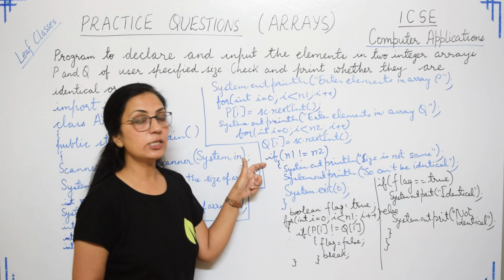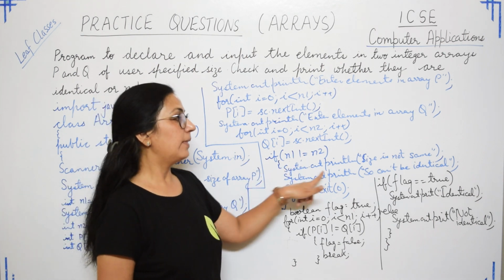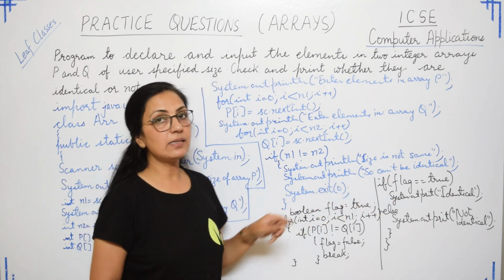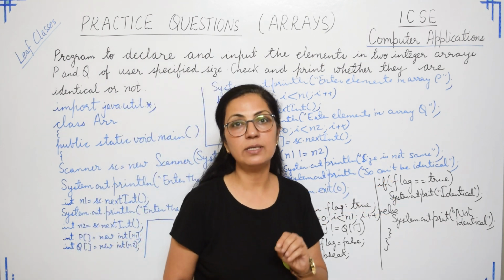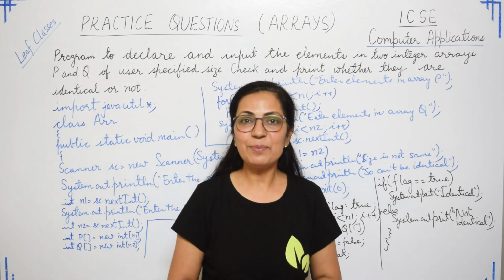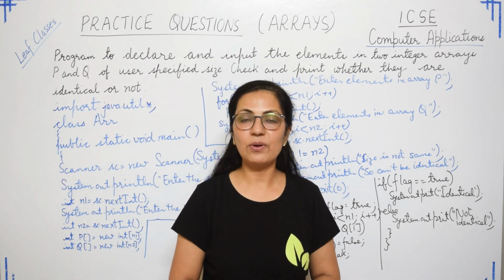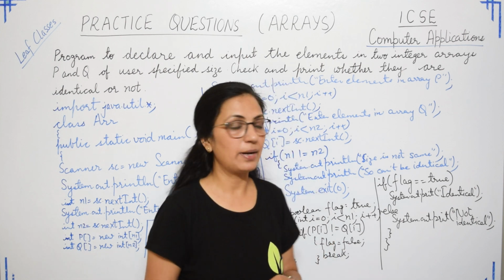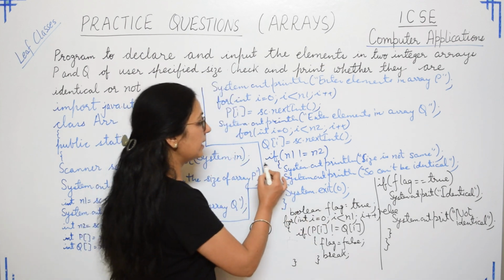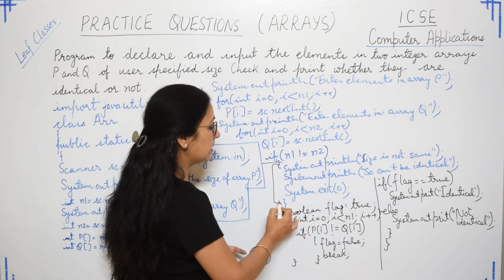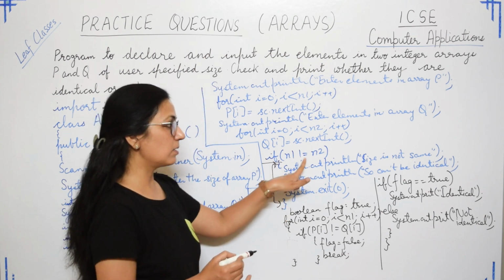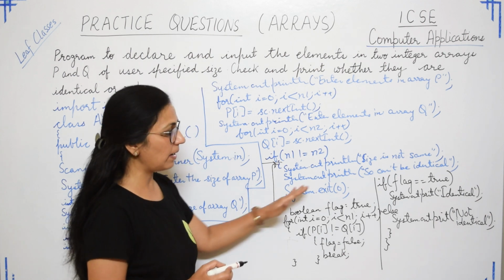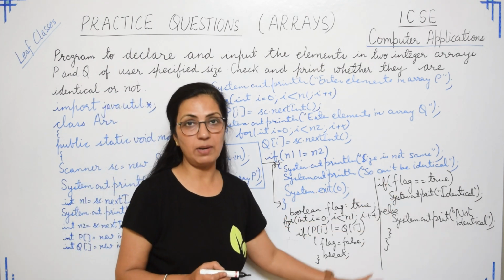And after that, you will check if the size is not the same, then you will give the message size is not same, so can't be identical, and System.exit(0). Children, please go through this statement once again. System.exit is used to terminate the program at any time and it ignores the remaining statements of the program. So children, if you see, if this condition is true, this block is executed. That means if the size is not the same, this is executed and once it is executed, it will terminate the program, it will not execute the remaining statements.